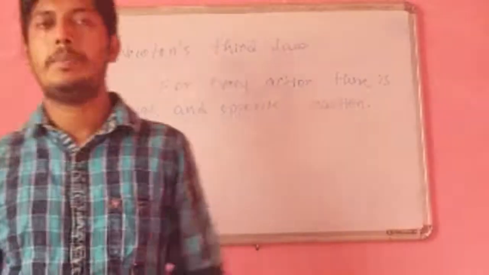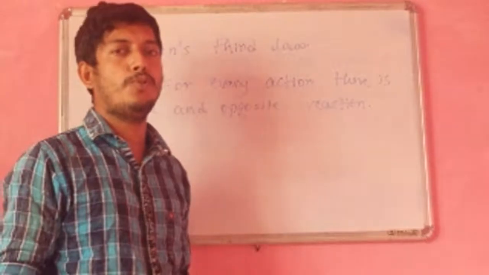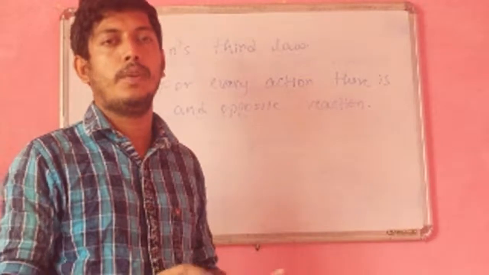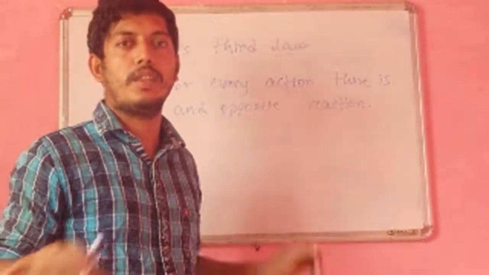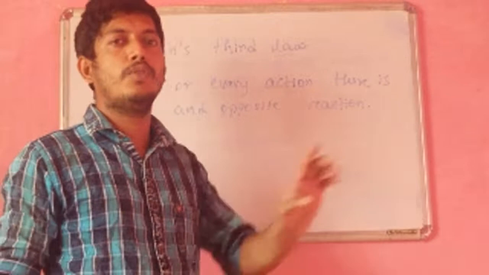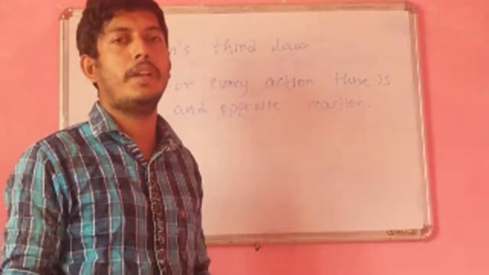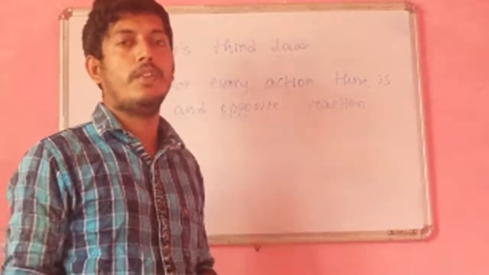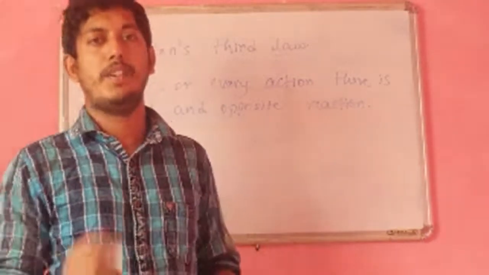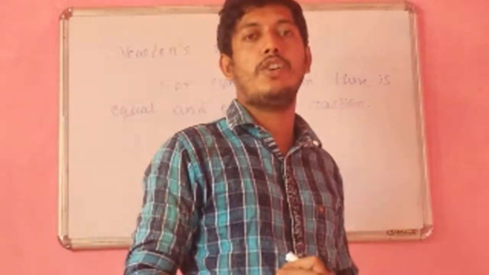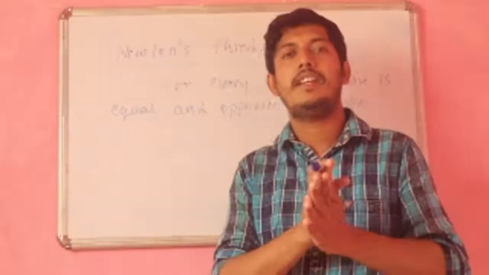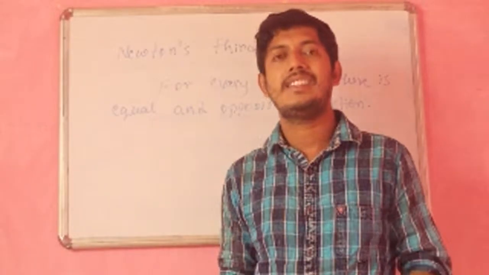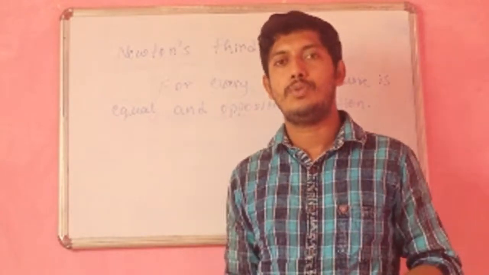That is one example. And while swimming, we push the water backwards to move forward. These are two very simple examples for Newton's third law of motion. Or simply the touch-me-not plant. When we touch the leaves of the touch-me-not plant, it suddenly reacts. So these are the examples for Newton's third law of motion.